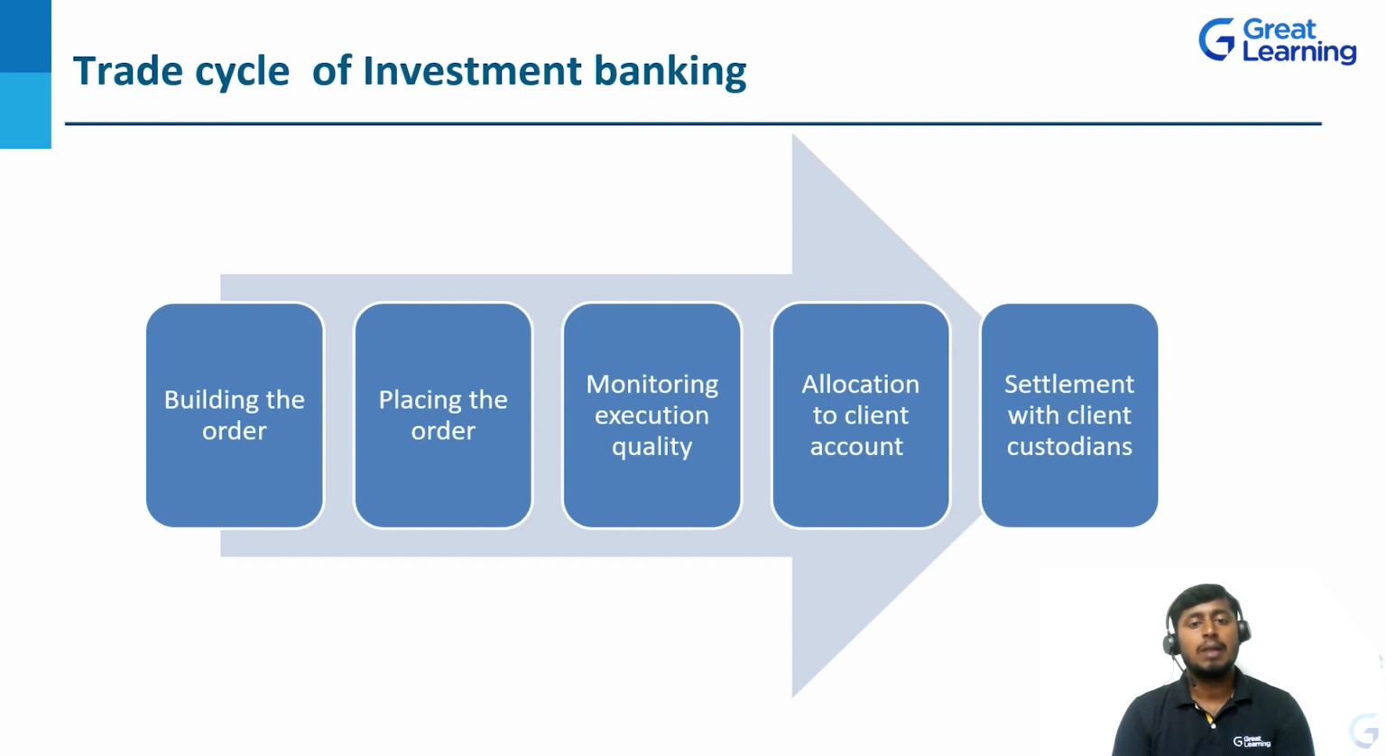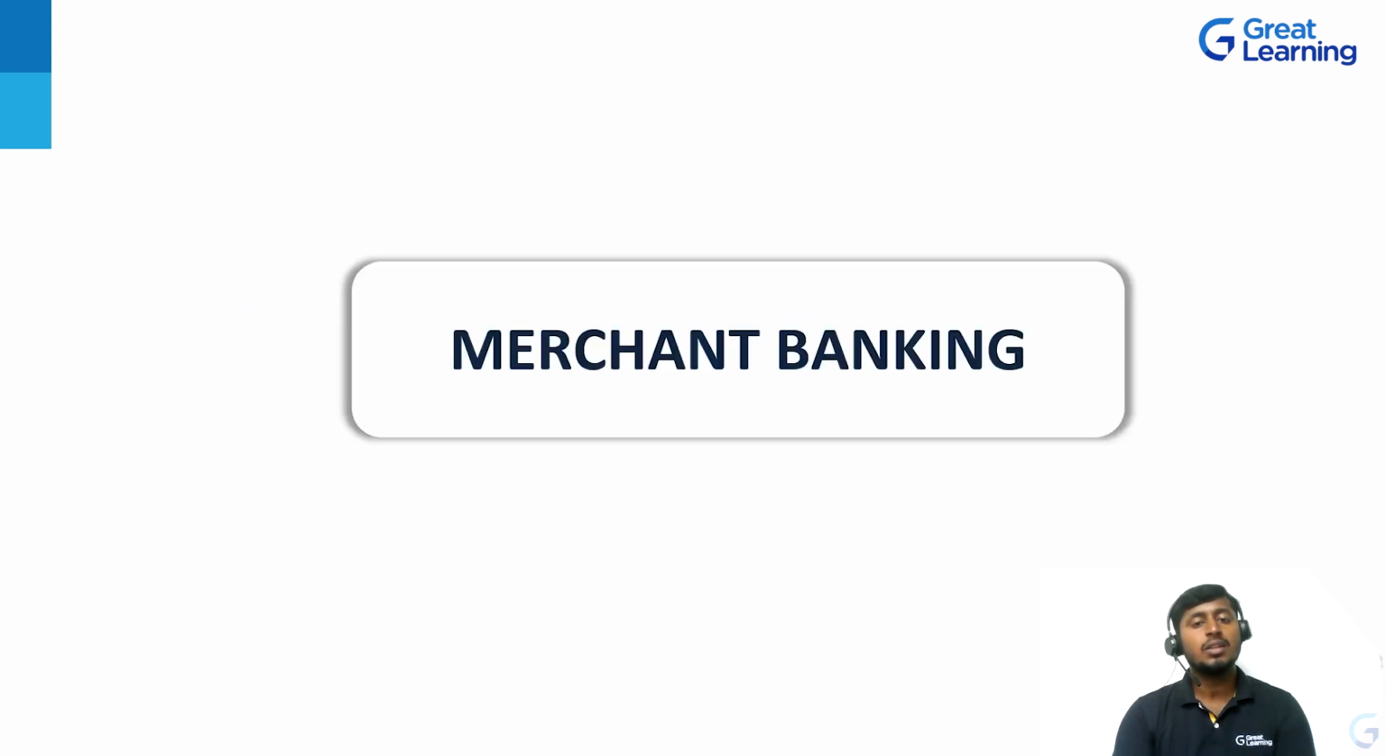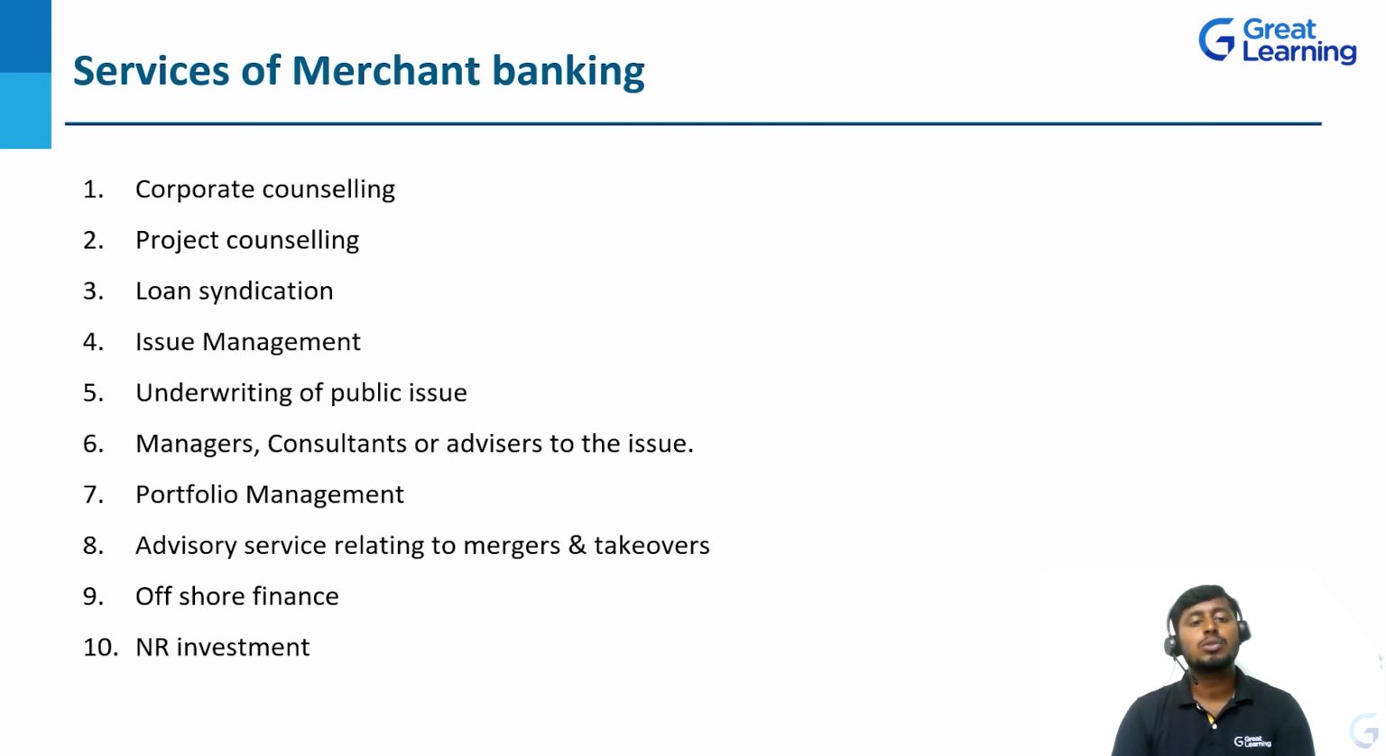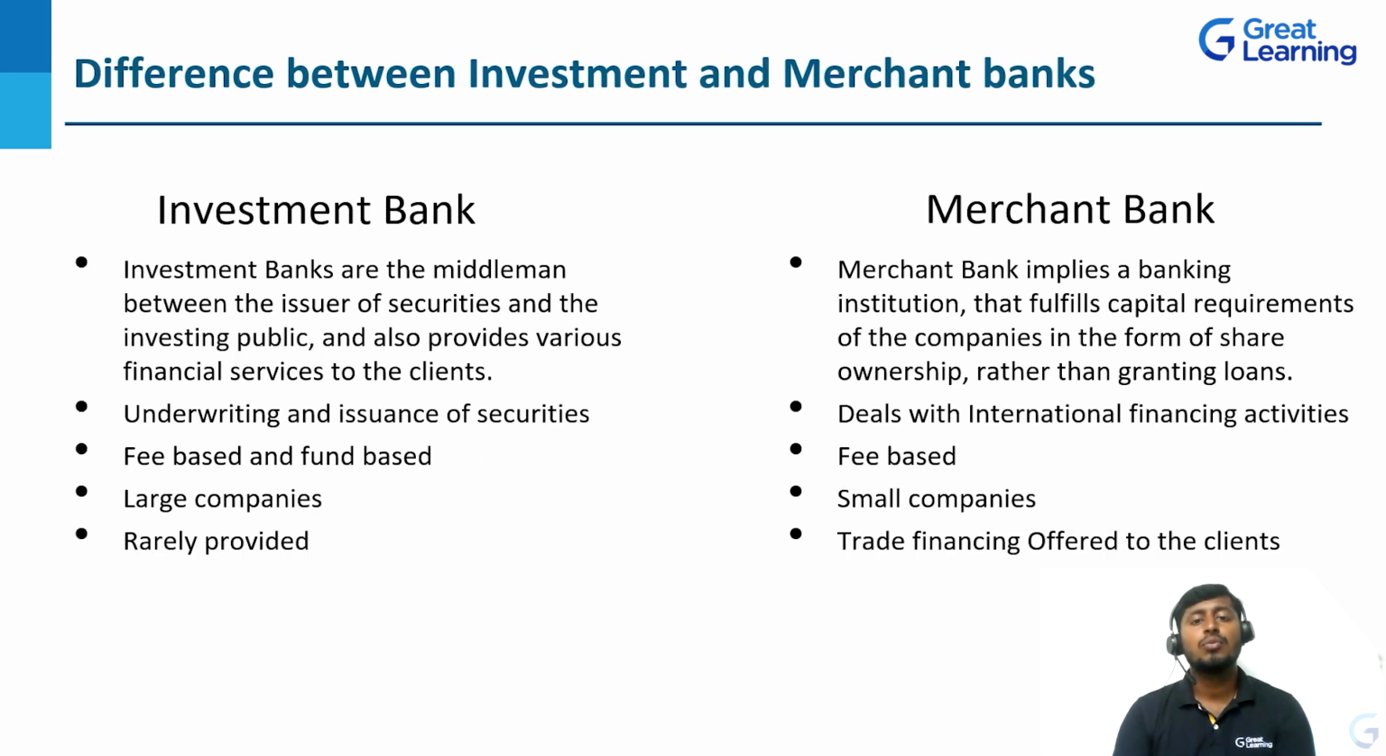Trade cycle of investment banking: building the order, placing the order, monitoring and execution, allocation to the client account, and settlement with the client's custodian. So this is the trade cycle of investment banking. Next, we have discussed merchant banking and the meaning of merchant banking. Merchant banking is specialized only in issue management related activities. Services of merchant banking are corporate counseling, project counseling, loan syndication, issue management, underwriting of public issue, managers, consultant or advisor to the issue, portfolio management, advisory services relating to mergers and takeovers, offshore finance and NR investment. And at the end, we have discussed the difference between investment banks and merchant banks.